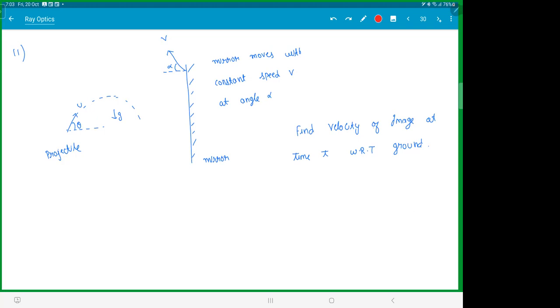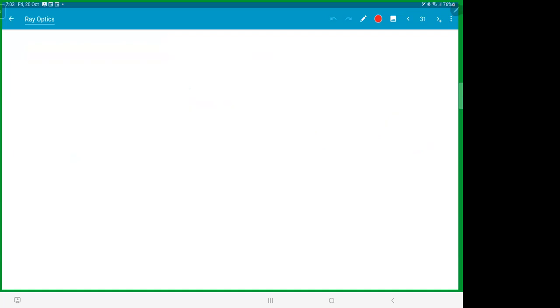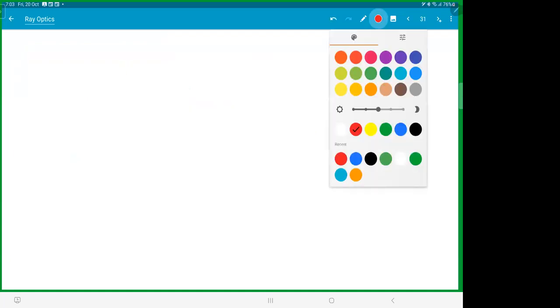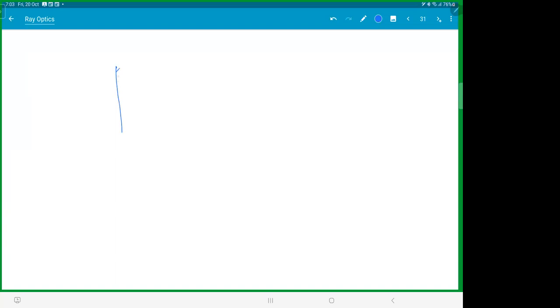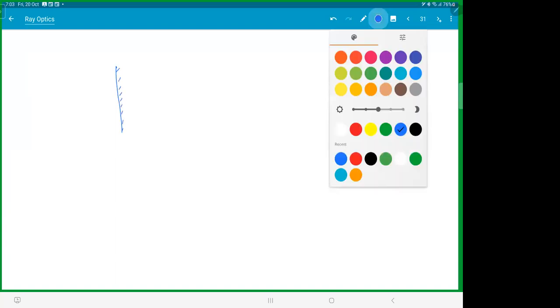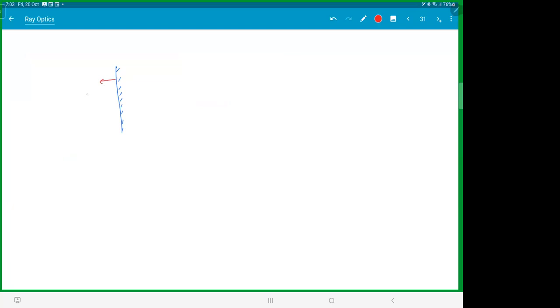First thing, if you look at this mirror, this mirror's velocity can be divided into two parts, v cos alpha and v sin alpha. This does not affect the motion of the image of the particle. That's the first thing you need to figure out.